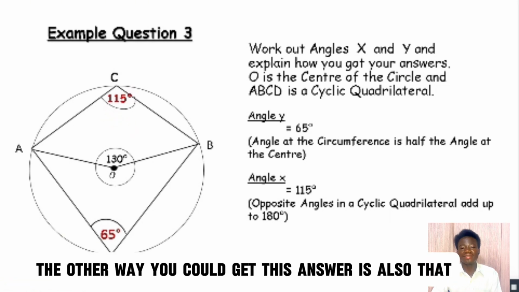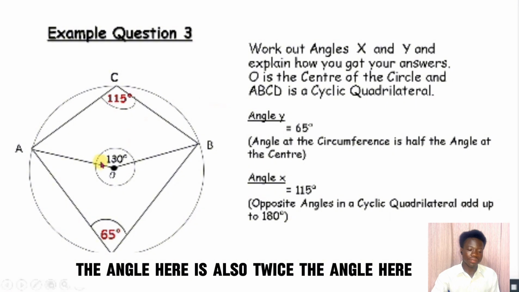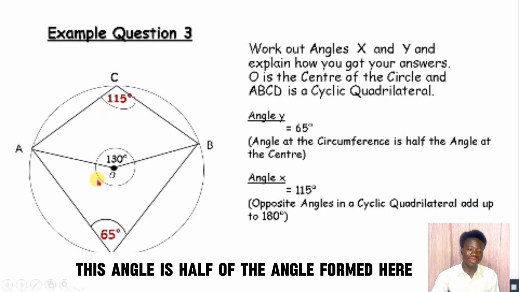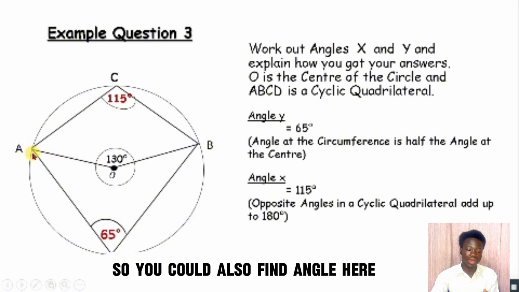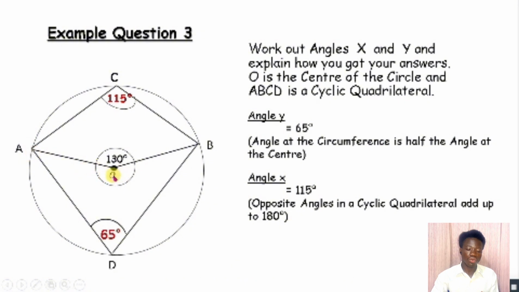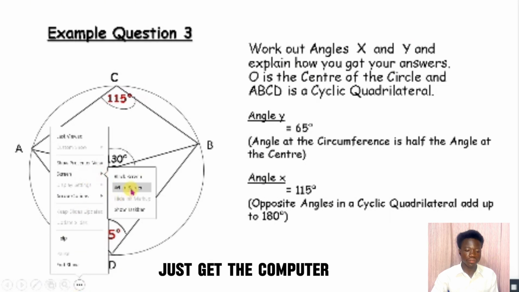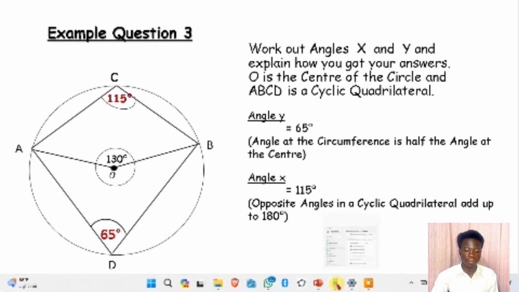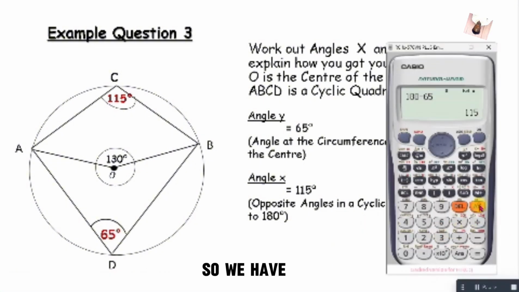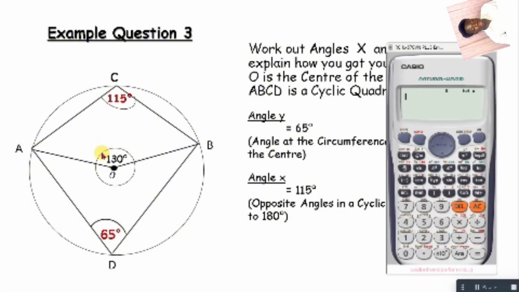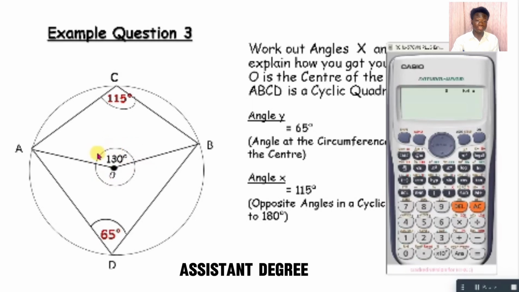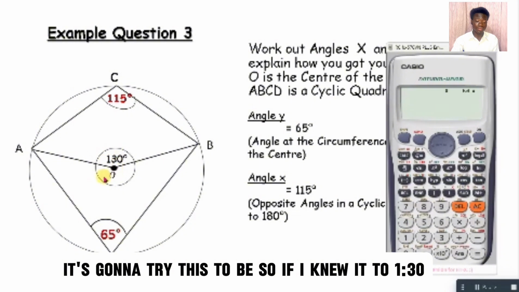The other way you could get this answer is that the angle here is twice the angle here, which means this angle is half of the angle formed here. So you could also find angle A, that's the angle O here. So if I'm to do that, let me get the calculator. The complete turn must give you 360 degrees. It's a circle, it gives you 360 degrees. So if I know it to be 130, now I'll be able to find here.